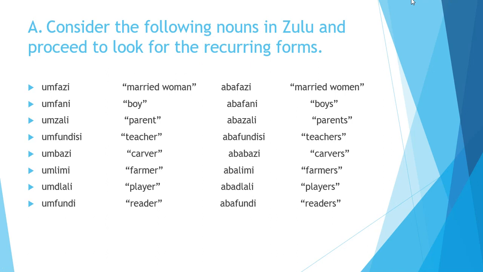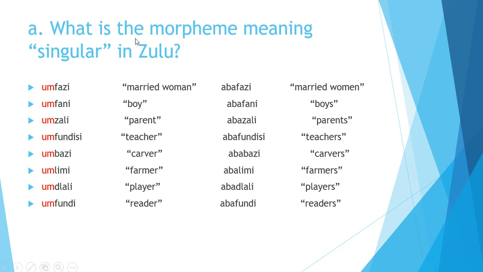Now let's see the first question about this assignment. The first question is: A. What is the morpheme meaning singular in Zulu? Now, you may wonder, how can I find the morpheme meaning singular in Zulu if I don't know Zulu? Well, in fact, you don't need to know Zulu in order to find the meaning of the different morphemes in that language. Why not? Because here you have a list of words in English. You have a list here and you have another list here. With those two lists, you can analyze the corresponding morphemes in each language.